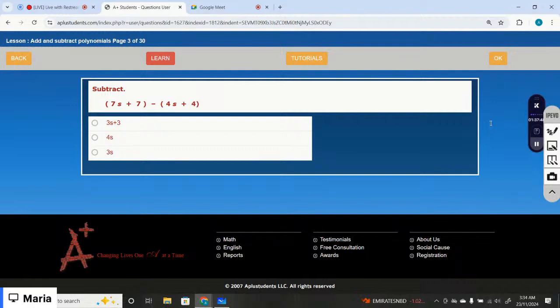Subtract 7s plus 7, so minus 4s plus 4. That is 7s minus 4s is 3s, and 7 minus 4 is 3. So option number 1 is the correct option.